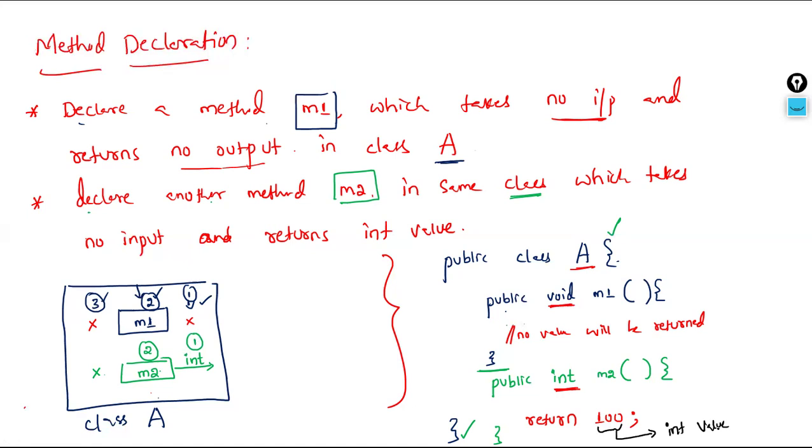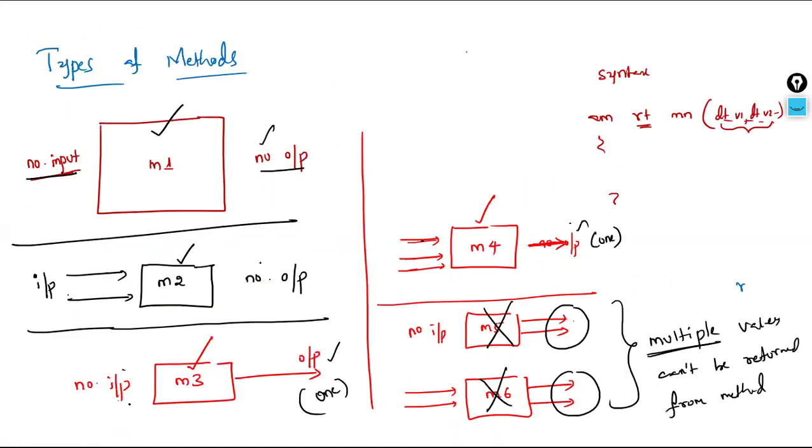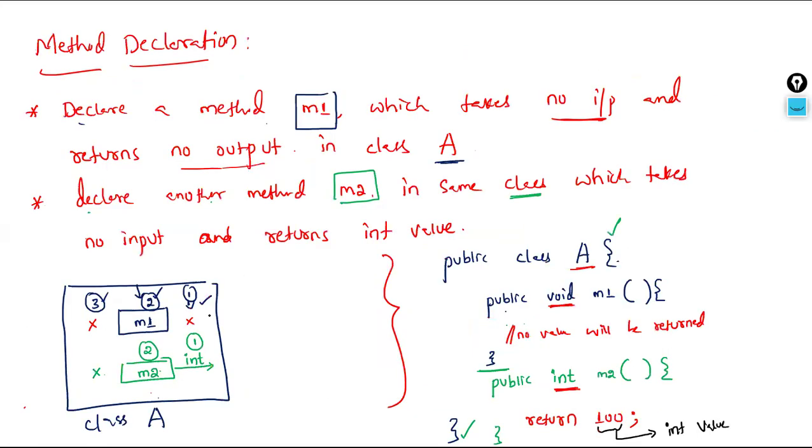And if you remember the types of methods, what are the types of methods that we discussed in the previous slide? No input, no output. No input with output. So this is what my example also suggests: no input, no output, no input with output. This is one syntax. Am I clear?